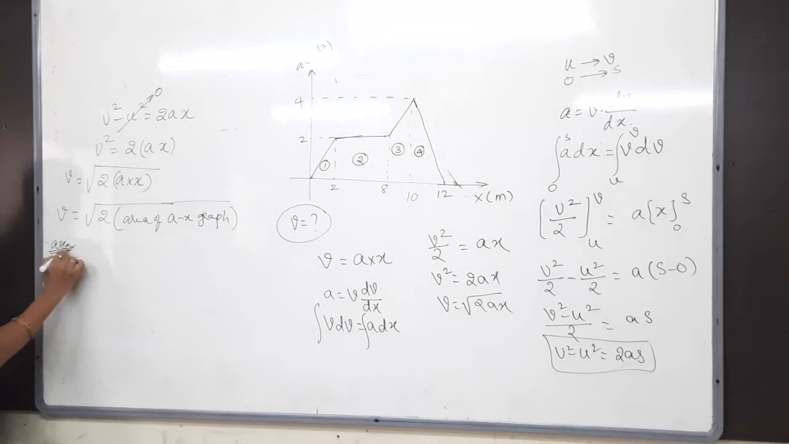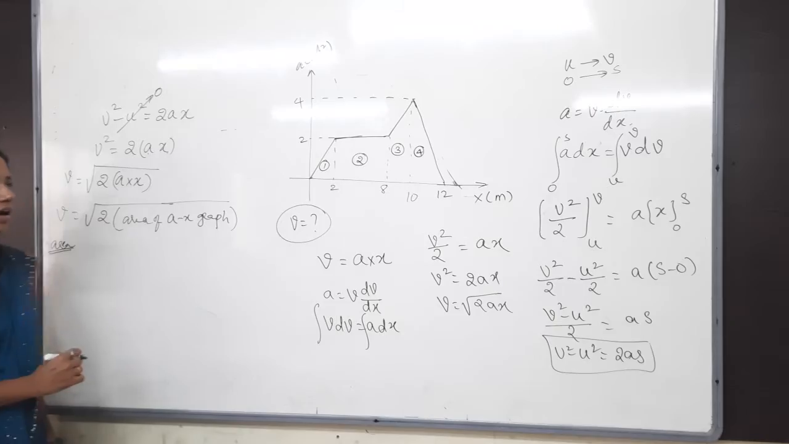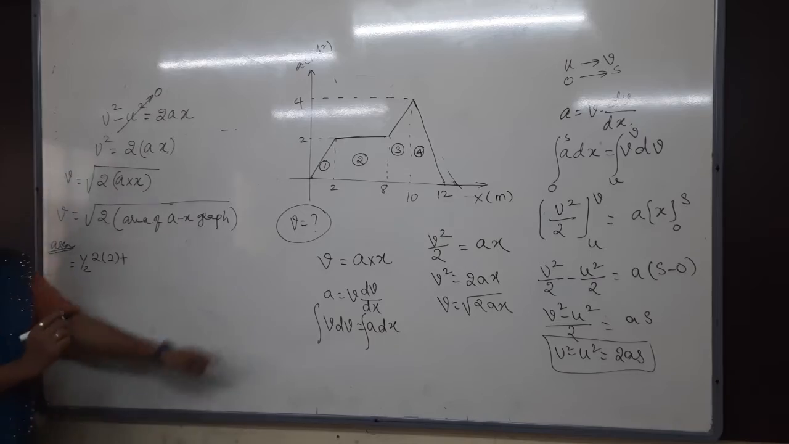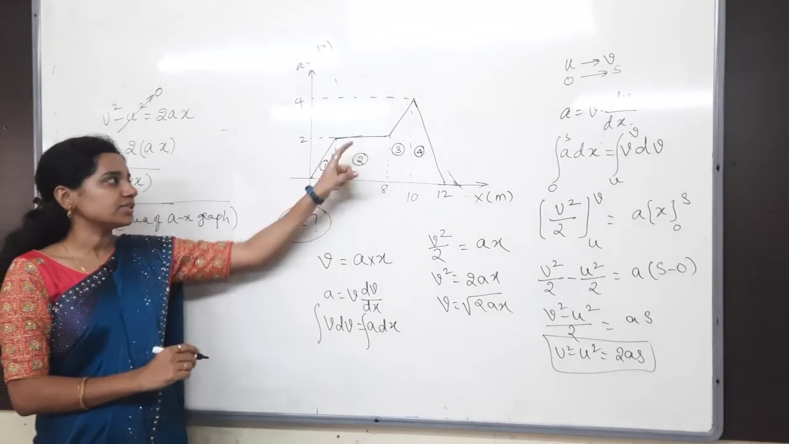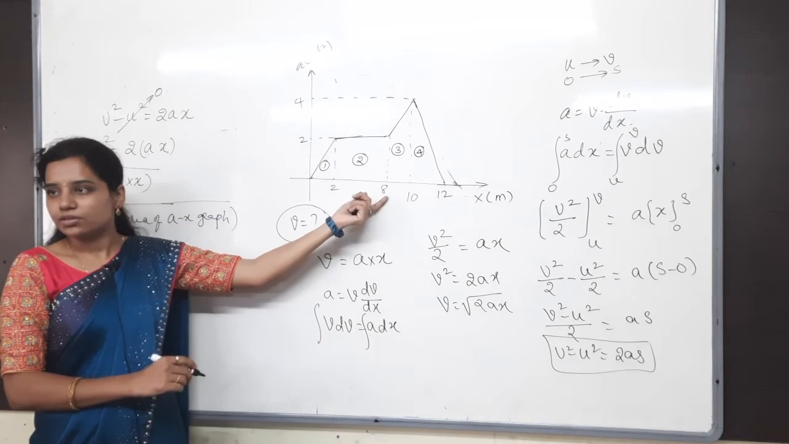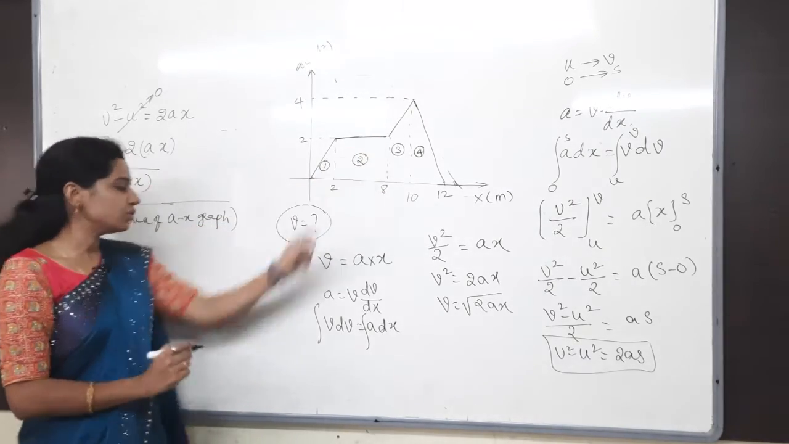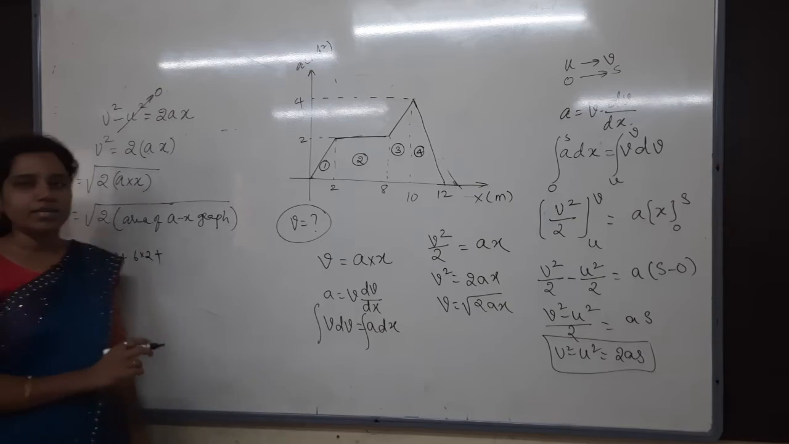The area is equal to, for the first triangle, half base height. Half into 2 into 2, plus the next rectangle, length into breadth. Length is 6 into 2. Most people will take this as 8 directly by seeing. Don't make that mistake. 8 minus 2 gives you 6, so 6 into 2. Plus, how do we calculate the area of the trapezium?